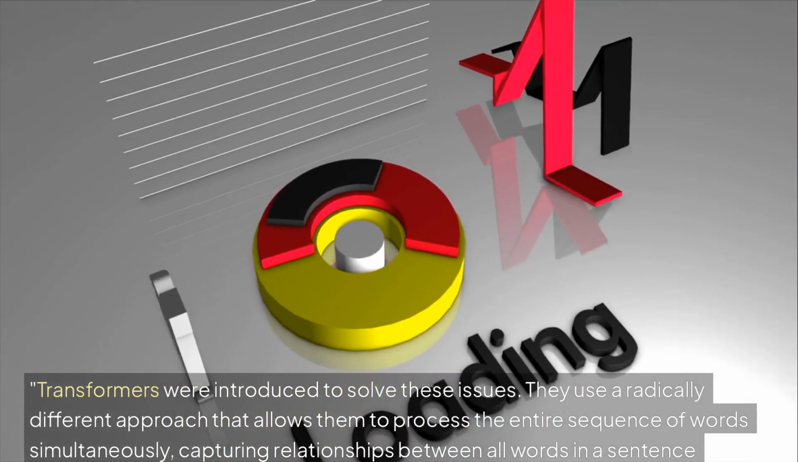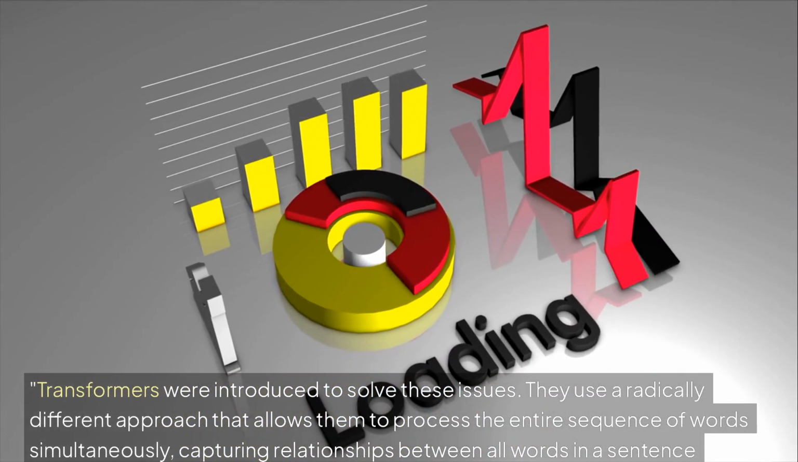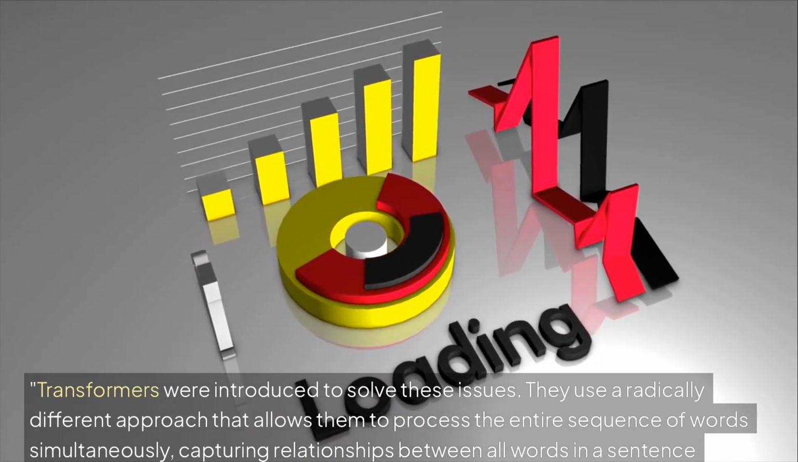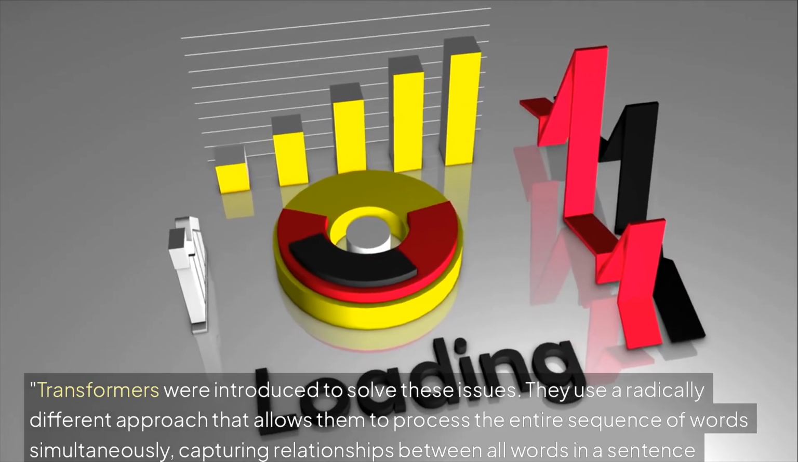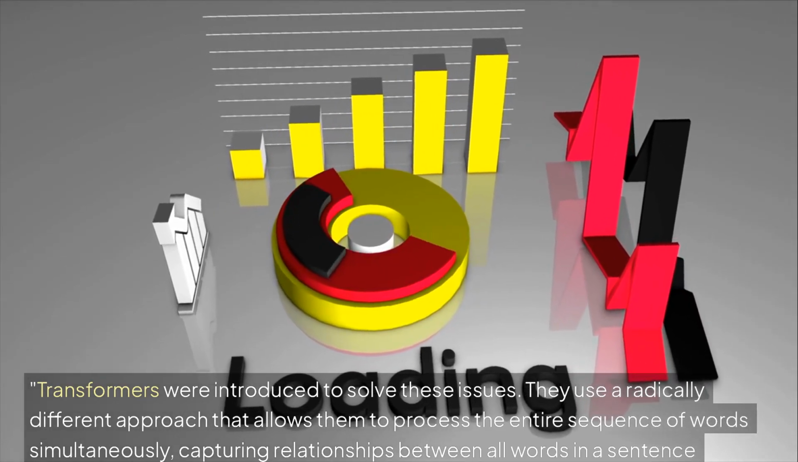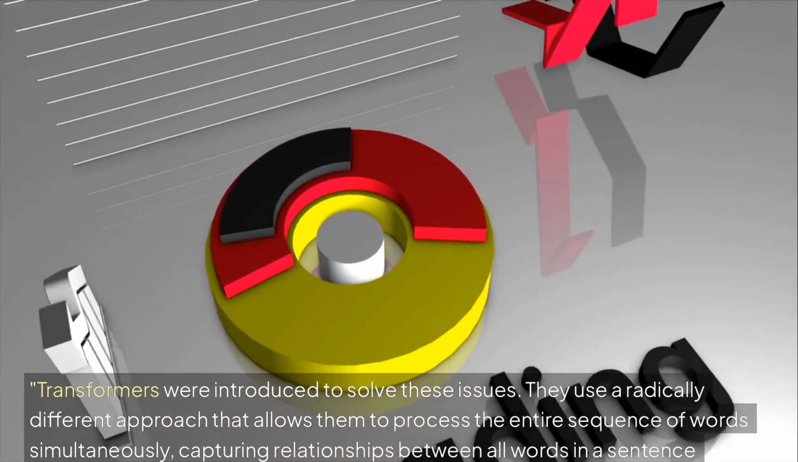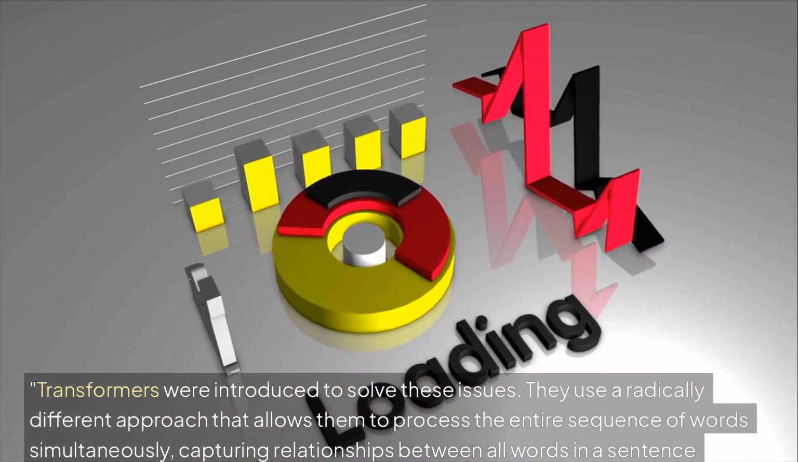Transformers were introduced to solve these issues. They use a radically different approach that allows them to process the entire sequence of words simultaneously, capturing relationships between all words in a sentence regardless of their position. This is thanks to a mechanism called self-attention.